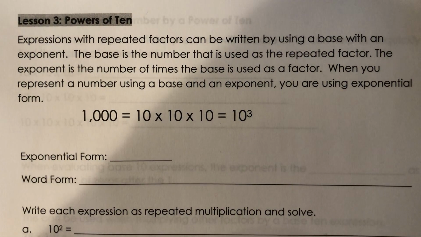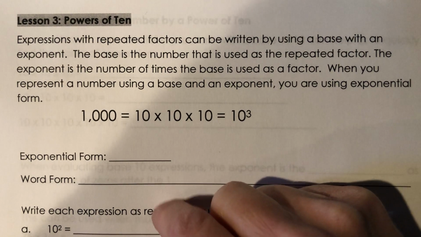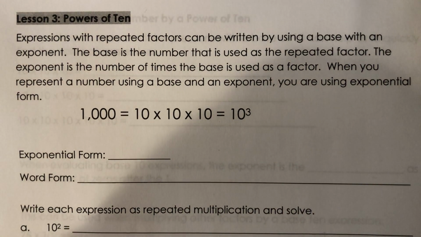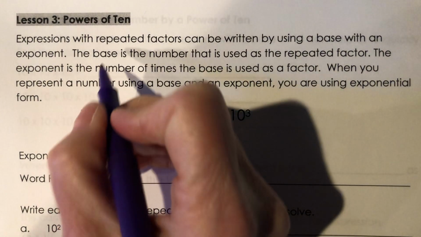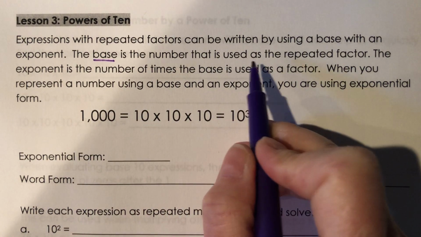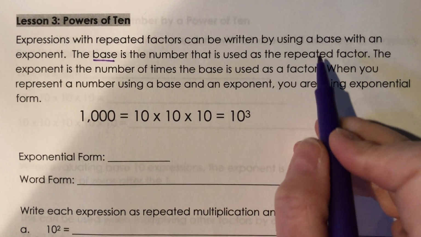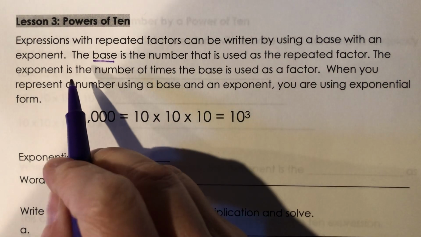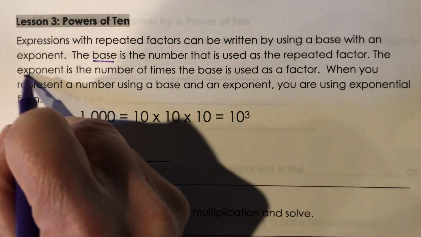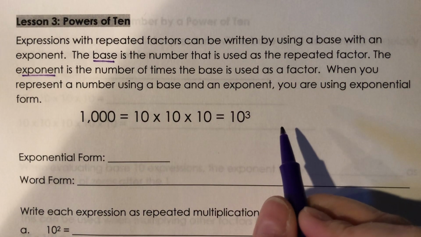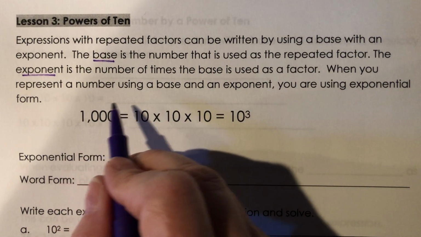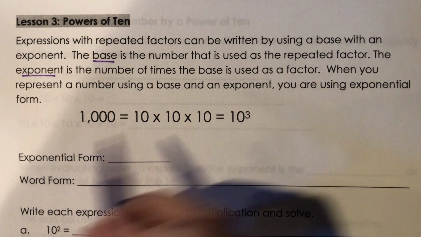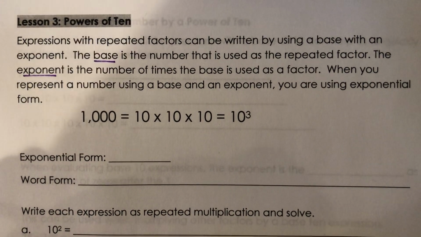Expressions with repeated factors can be written by using a base with an exponent. And I think those might be new words. The base is a number that's used as a repeated factor. Repeated means over and over again, and factors are numbers you multiply. The exponent is the number of times the base is used as a factor. When you represent a number using a base and an exponent, you are using exponential form.